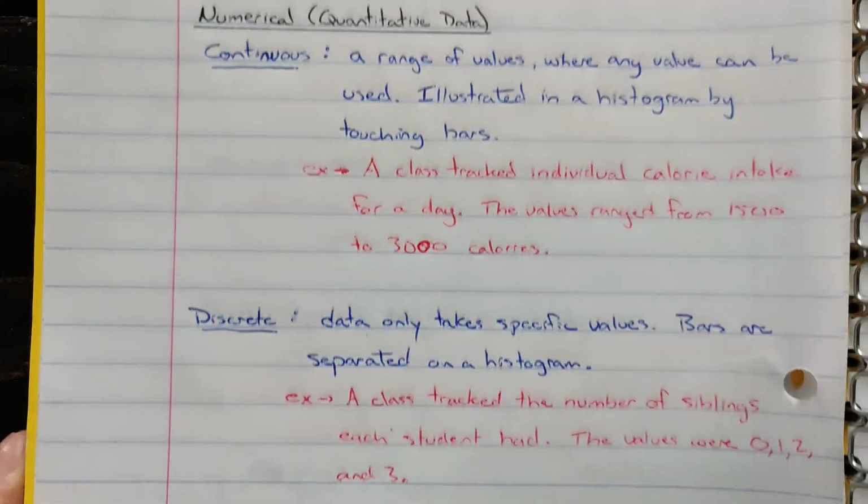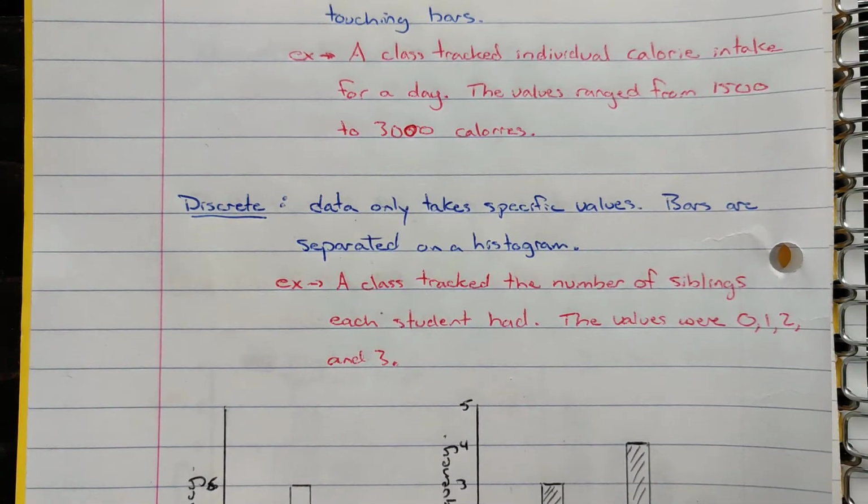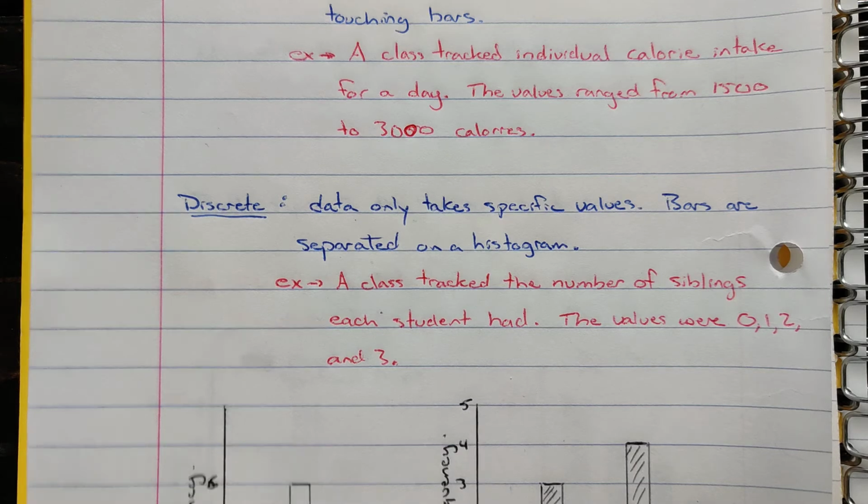Discrete data is when they can only take those specific values, and then we can easily count them. So bars are used separately on the histogram. So a class tracking the number of siblings each student had. So you can have things like 0, 1, 2, 3.